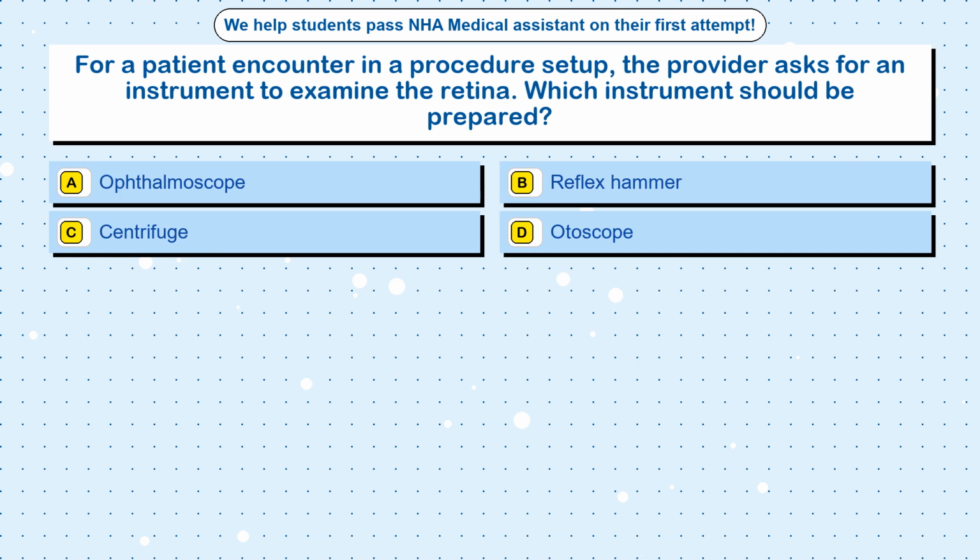Question 39. For a patient encounter in a procedure setup, the provider asks for an instrument to examine the retina. Which instrument should be prepared? Option A, ophthalmoscope. Option B, reflex hammer. Option C, centrifuge. Option D, otoscope.